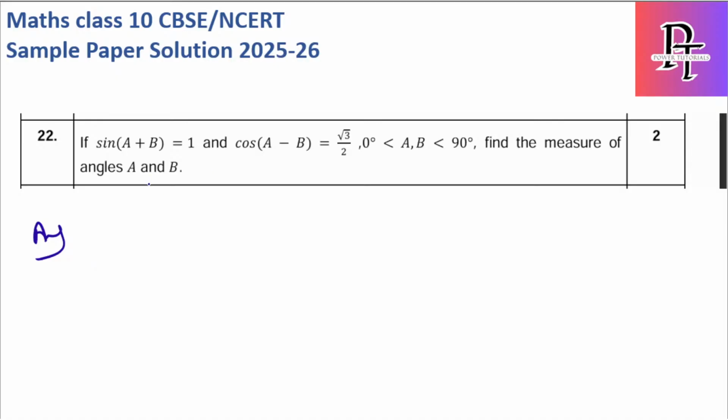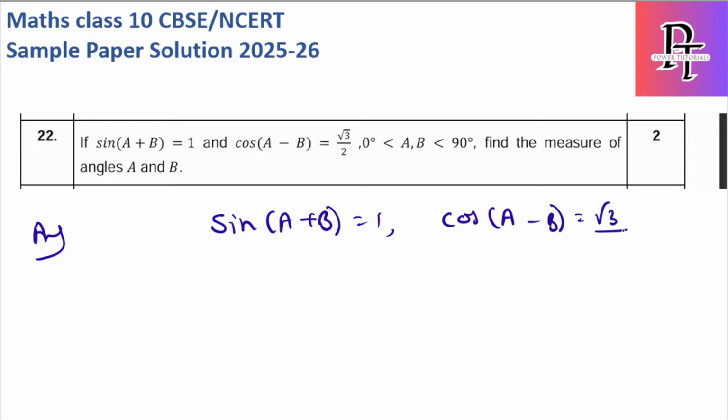Okay. So let's solve this. Sine of a plus b is equal to 1. So if you remember the table again, we'll solve this question. That's why I told you, if you remember the table, at least 2 to 3 marks, 100% you can solve it. Only by table itself, not even identities or ratios.